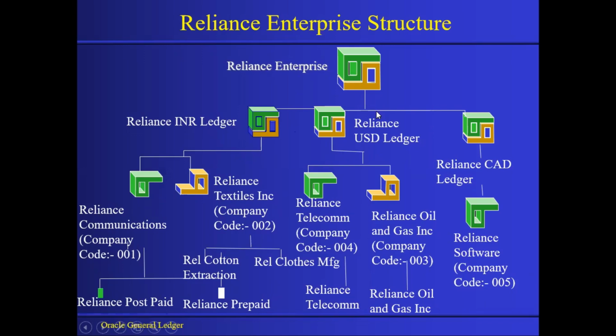So in order to do this, I need to run a process called translation. Translation is a process which will help me convert the balances under the Reliance USD ledger from USD, which is the functional currency, into INR. The same is the case for the Reliance Canadian ledger in this example: I need to run the translation process to convert the numbers into INR, and then run the consolidation process to push the data from the translated ledgers into my consolidated ledger. I'll talk more about the consolidation process in my next video. To run the consolidation process, translation is one of the prerequisites, so we will discuss that translation process in the current video.